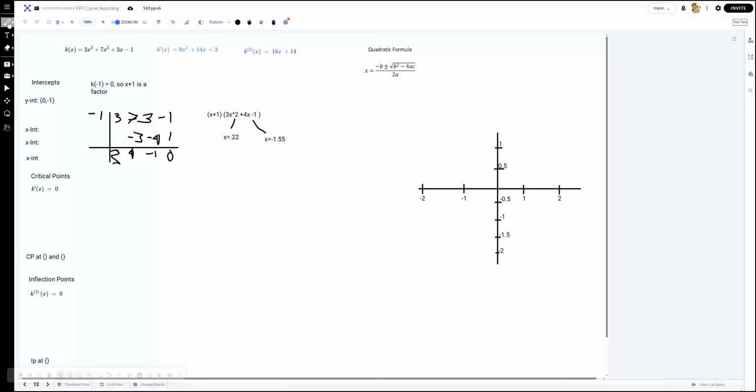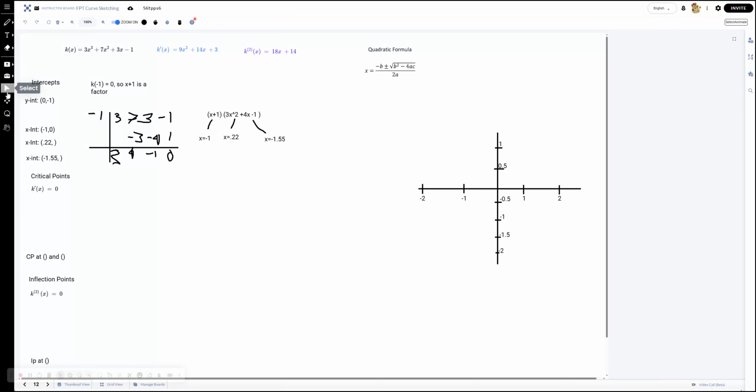And obviously from this equation, we know that x equals -1. So that's where our x-intercepts are. Let's just write that down. So (-1, 0), that's one of our x-intercepts. (0.22, 0), and our last x-intercept at (-1.55, 0). Perfect. So now we know where all of our intercepts are.